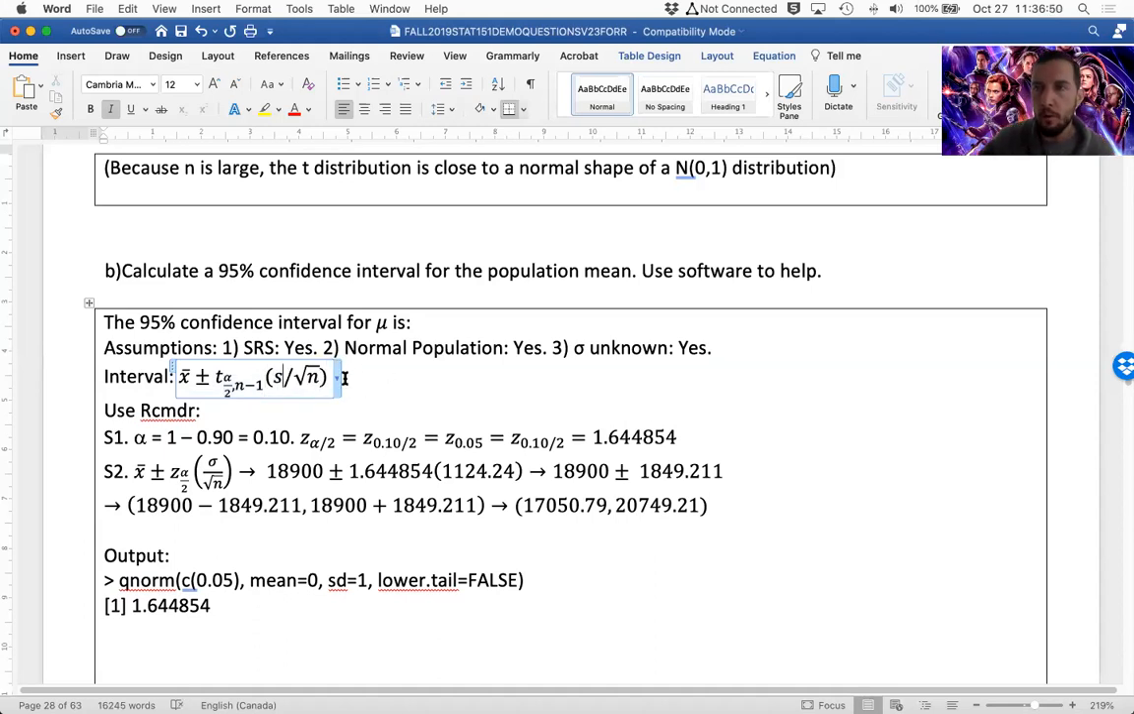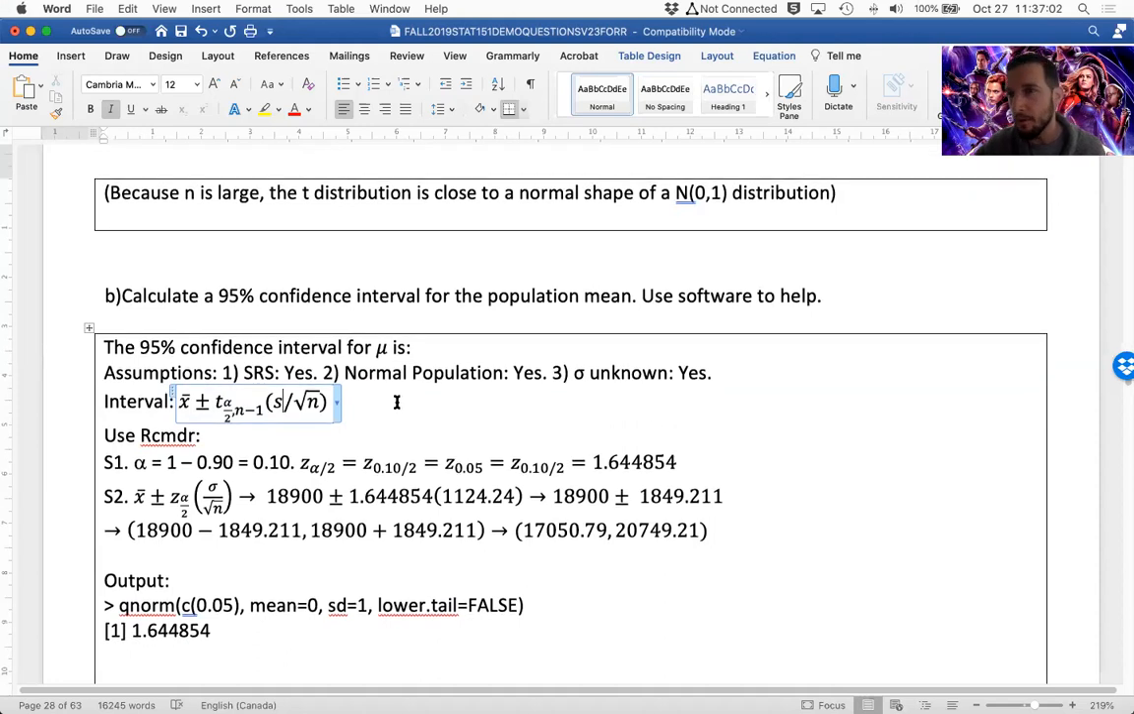So the interval that we're working with now, because we do not have population standard deviation, is gonna be x bar plus or minus the t value multiplied by s over the square root of n. So it's a very similar formula in terms of the components, but we're replacing the z-score with the t value because we replace sigma with little s.